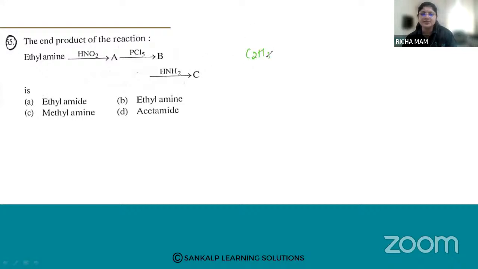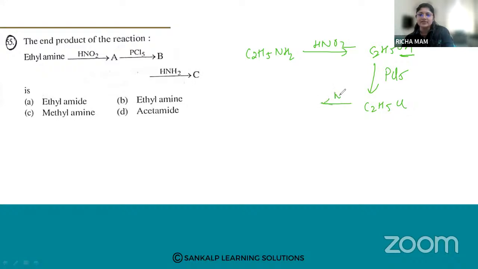If I write ethylamine, C2H5NH2, and treat it with HNO2, nitrous acid, it will be converted into alcohol. This alcohol, if you treat it with PCl5, phosphorus pentachloride, the OH group will be replaced by a chloride group. So C2H5Cl. This further reacts with NH3, and again the Cl group is replaced by NH2, so I'll get ethylamine.